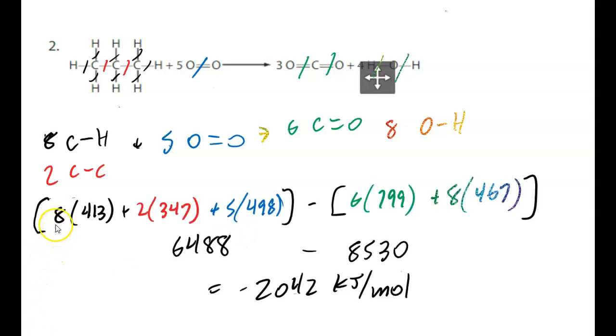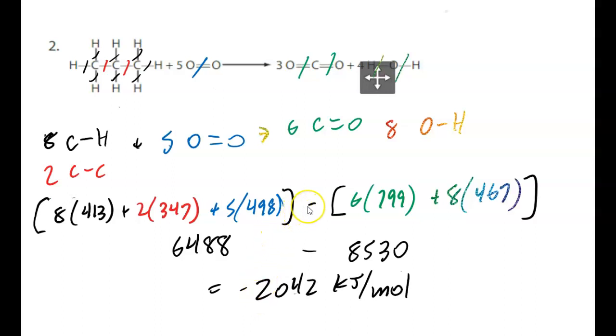So here's my work. Here's the 8 carbon-hydrogen bonds. Those values are positive because they're being broken. 2 carbon-carbon bonds, 5 oxygen-oxygen double bonds, which sums up to 6488, minus the sum of 6 CO double bonds, 8 OH single bonds, which is 8530, and then it's negative 2042. This is an exothermic reaction. Again, it's another combustion reaction, which are almost always exothermic.